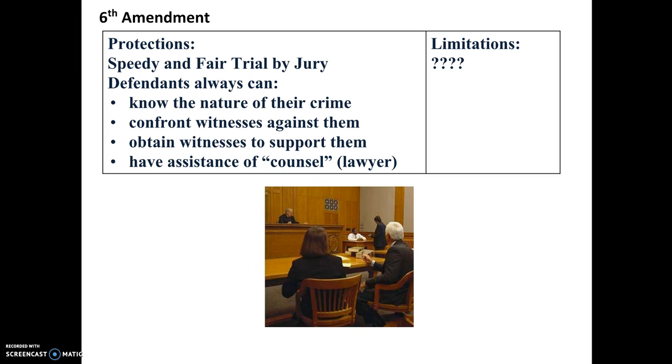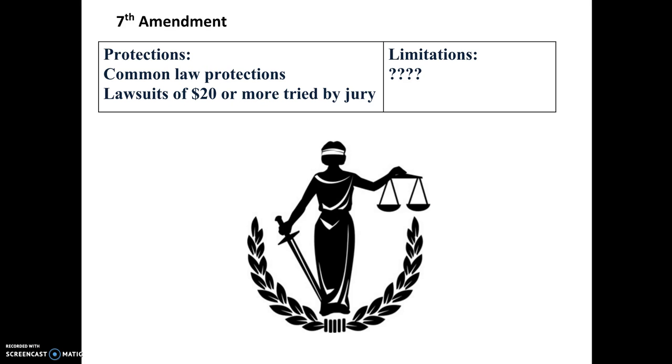There are more trial rights included in the Sixth Amendment. The Sixth Amendment grants a person who's defending themselves in court the right to know the nature of their crimes, confront the witnesses who are speaking out against them, bring their own witnesses to speak in support of them, and to have the support of a lawyer while they're defending themselves in court. The Seventh Amendment includes common law protections, civil case protections, and it guarantees a trial by jury in lawsuits of $20 or more.